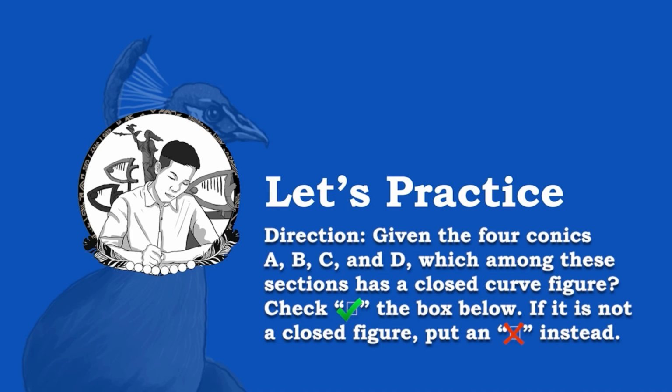Given the four conics A, B, C, and D, which among these sections has a closed curve figure? Check the box below. If it is not a closed figure, put an X instead.